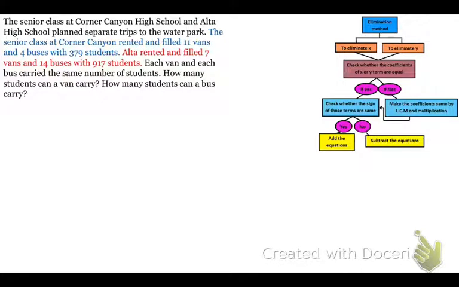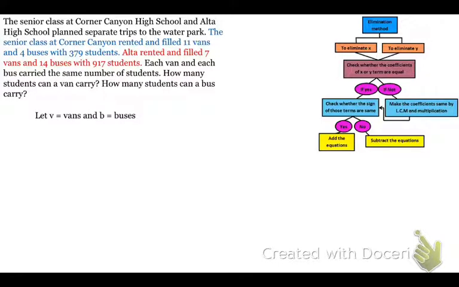Okay, this last one. So the senior classes at Corner Canyon and Alta planned separate trips to the water park. The senior class at Corner Canyon rented and filled 11 vans and 4 buses with 379 students. And Alta rented and filled 7 vans and 14 buses with 917 students. Now, Alta does not have that many more students than us, and we definitely have more in our senior class than 379, but go with it. We want to know how many each van carried and how many each bus carried.